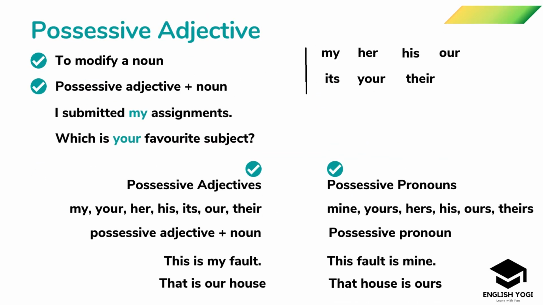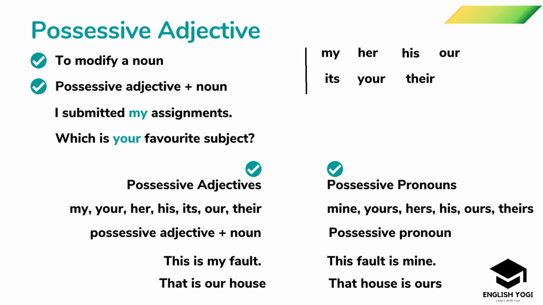Moving ahead, the next type of adjective is the possessive adjective. And what is this? It modifies a noun. And what is the format of the possessive adjective? Similarly, after a possessive adjective we have to use a noun. First example, "I submitted my assignments." The word "my" is a possessive adjective, and after "my" there is a noun, "assignments". So, my assignments. "Which is your favorite subject?" After "your" the words are "favorite subject". So "your" in the second example is a possessive adjective.